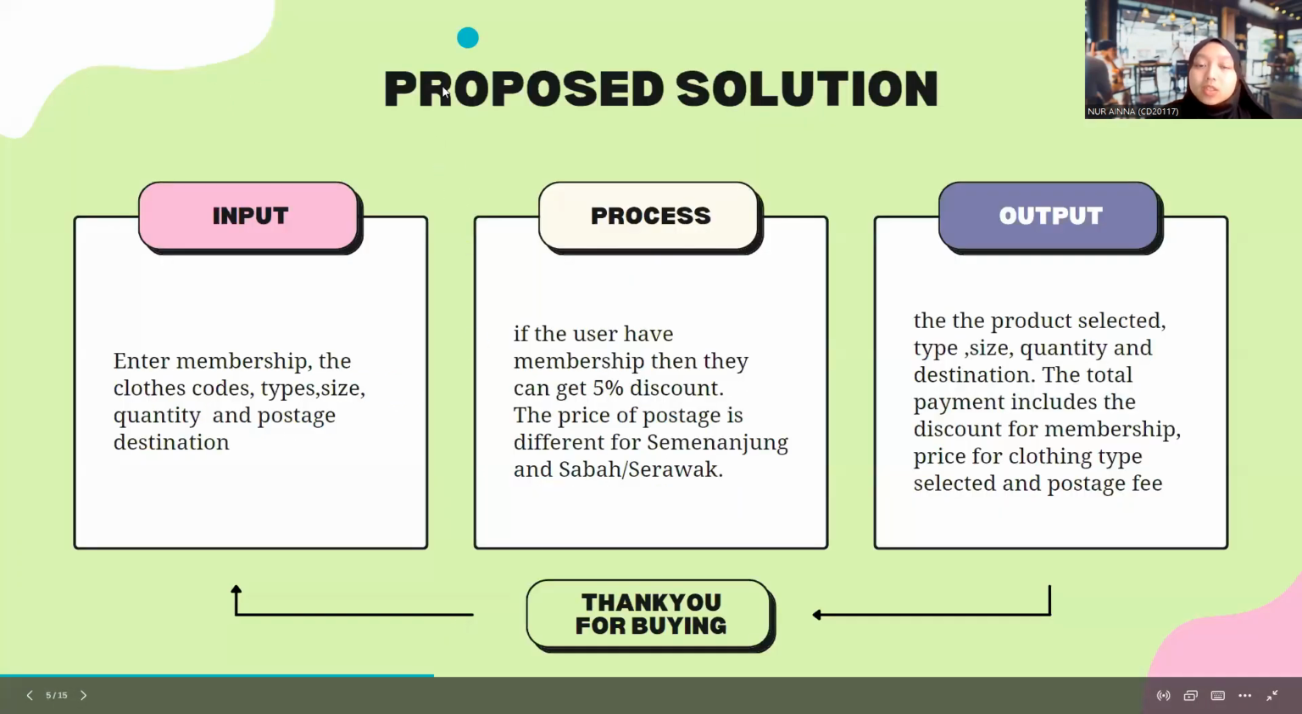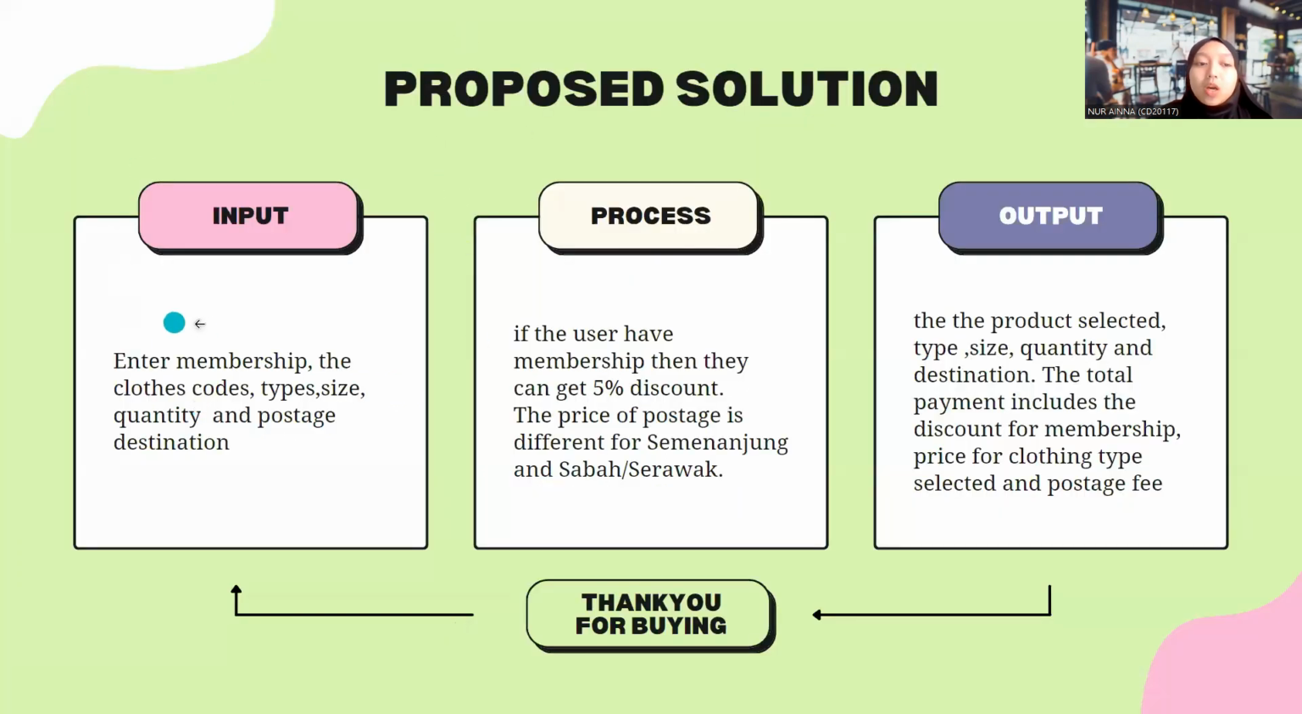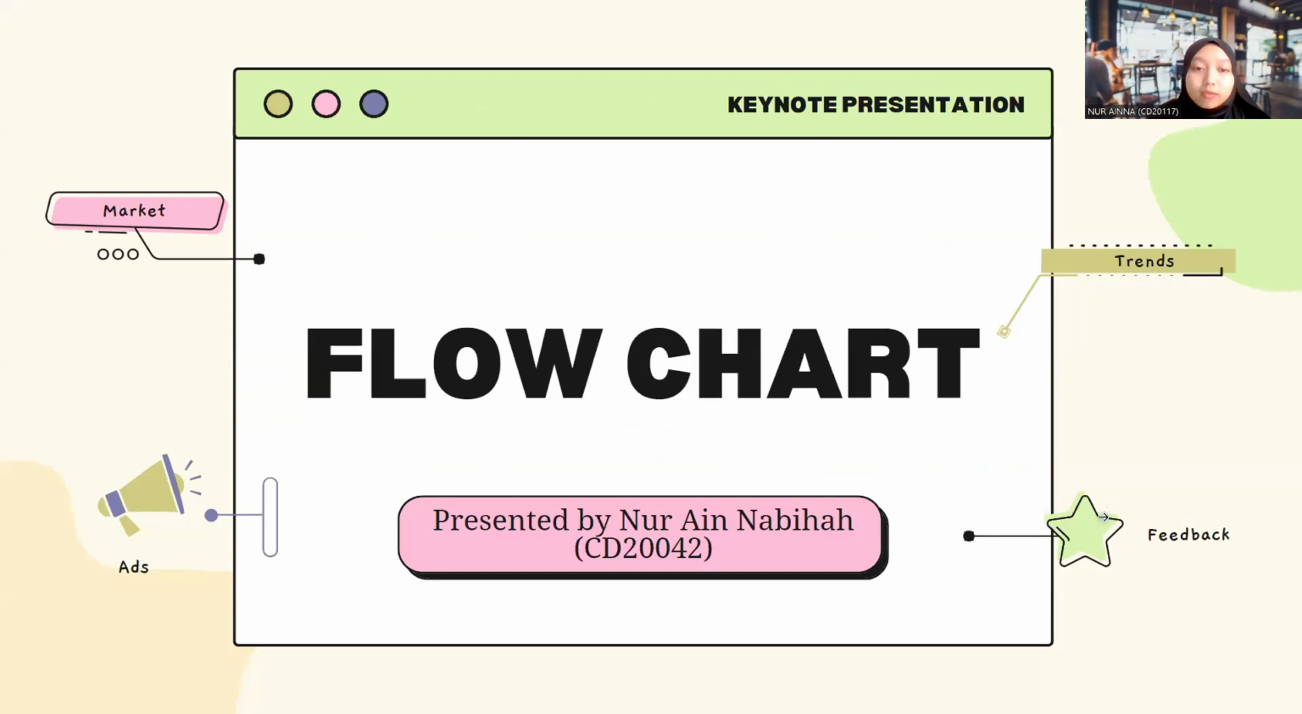For our proposed solution, for the input, when the users enter, they will be asked if they have membership or not. And then they will enter the clothes code, the type, the size, quantity, and the postage destinations. During the process, if the user has membership, then they can get 5% discount. And the price of the postage is different for Semenanjung, Sabah, and Sarawak. During the output, when the product is selected, the type, size, quantity, and destination, the total payment will include the discount for membership, price for clothing type selected, and the postage fee. So that's all for the introductions.